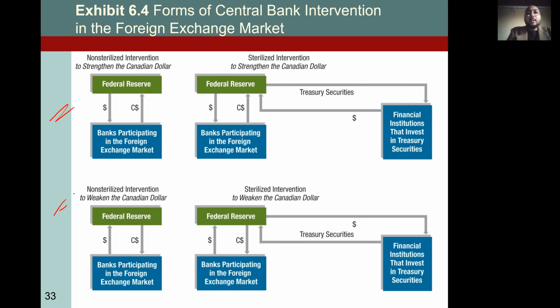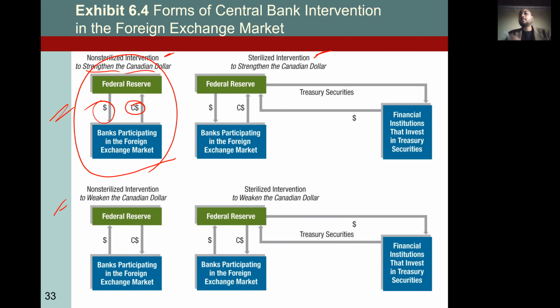So here we go. Non-sterilized intervention to strengthen the Canadian dollar. When government wants to strengthen the Canadian dollar, it buys the Canadian dollar and supplies more dollars. So it converts its dollars to buy Canadian dollars. So they gather the Canadian dollars, the price rises, but in the market, money supply rises. So they don't counter the money supply effect. We call this non-sterilized. So what is sterilized?